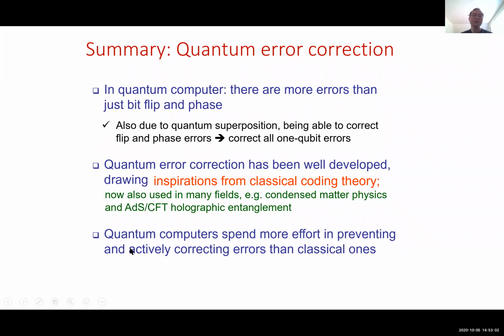Imagine you have a quantum computer that has quantum error correction capability. These computers would spend more time and more effort correcting errors than your classical counterpart, because in the classical counterpart you only have bit flip errors, and it's easy to correct those errors. So that's the summary.